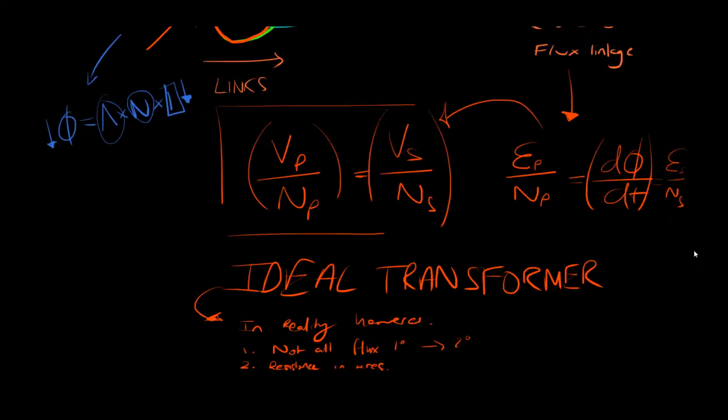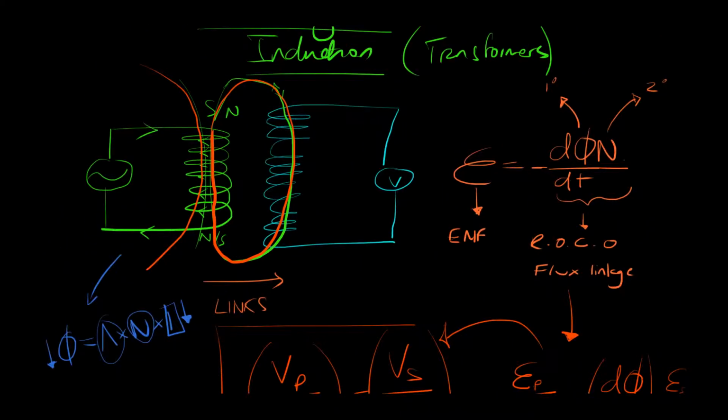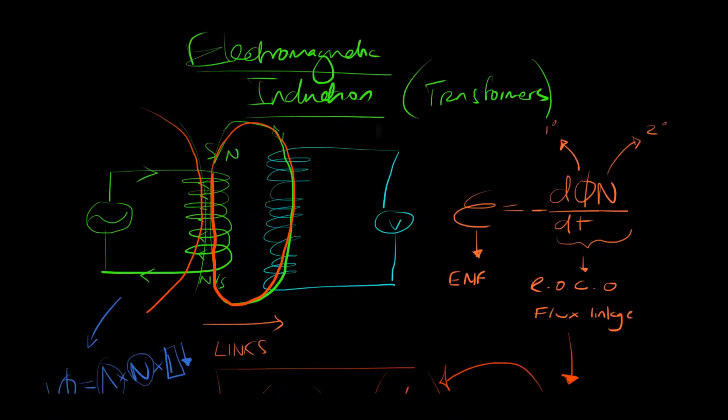Now, these are the two main problems. The way we can overcome not all the flux passing from the first to the second is by using this thing called a permeant core. So I'm going to delete everything off this board, so I have more space to work with. A permeant core is basically an iron core. Now, iron is permeant because iron is a ferromagnetic material, and it basically allows the completion of a magnetic circuit.